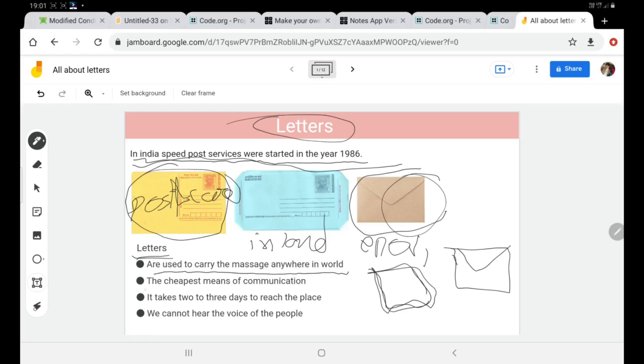And then letters are the cheapest means of communication. It is very, very low cost. These letters are very low cost. Letters are the cheapest means of communication.